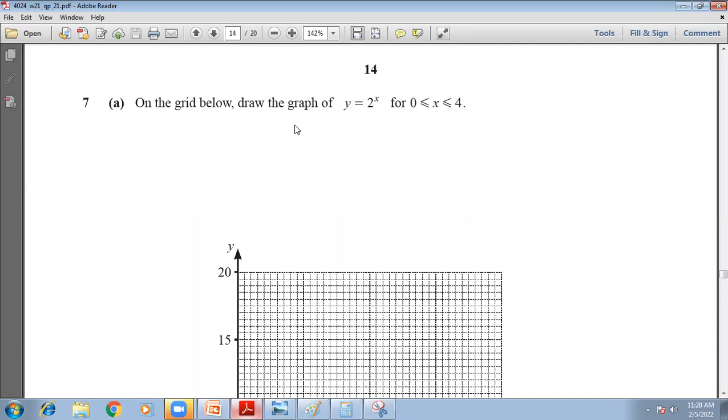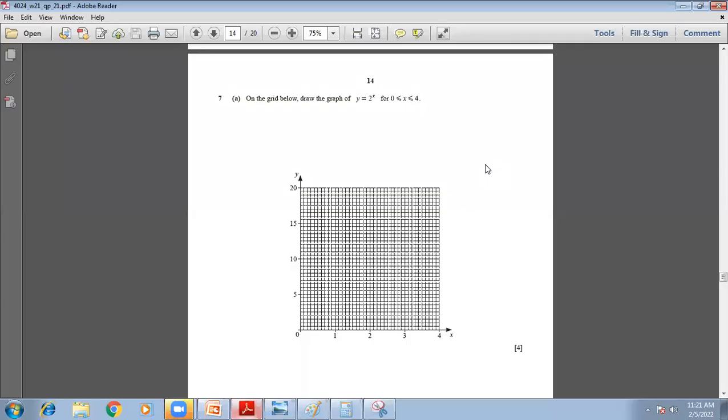Okay. So now we are with question number 7, and it's A part. He says, on the grid below, draw the graph of y equals 2 raised to power x and take the values of x from 0 to 4. So we will draw a table, and in that table we will take the values of x as 0, 1, 2, 3, 4. We will put those values in this equation, and we will find the values of y, and then we will plot these values on this. So this is question number 7.